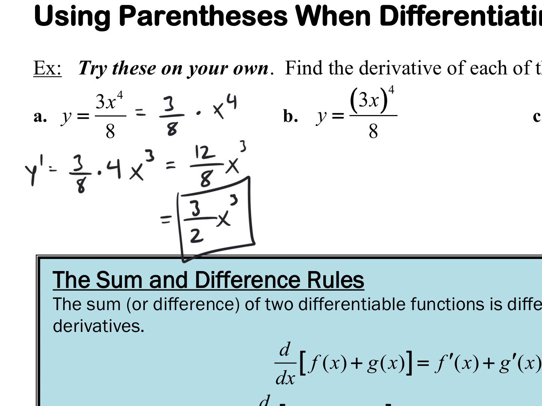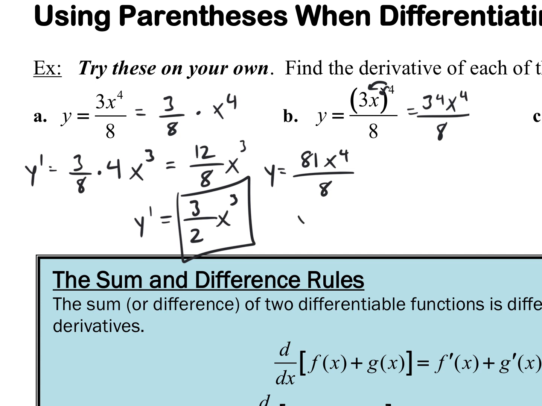Now, letter B, the only difference here is we have parentheses, right? So that means this 4 is technically going to both things here, right? So let's rewrite this as 3 to the 4th power times x to the 4th power, all divided by 8, okay? Now, what is 3 to the 4th power? 81, yes. So I've got 81 x to the 4th divided by 8. This is what I'm taking the derivative of, okay?